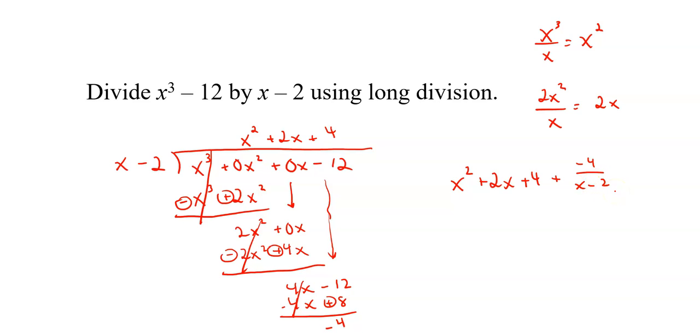All right, so that's what we do when we have gaps in there. When we have an x to the third minus 12, we're missing the x to the second term and the x to the first term, and so we have to compensate by putting in those zeros.